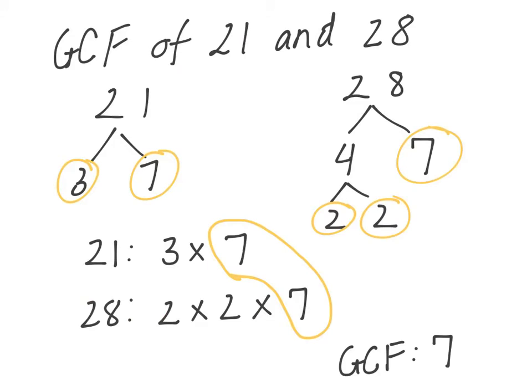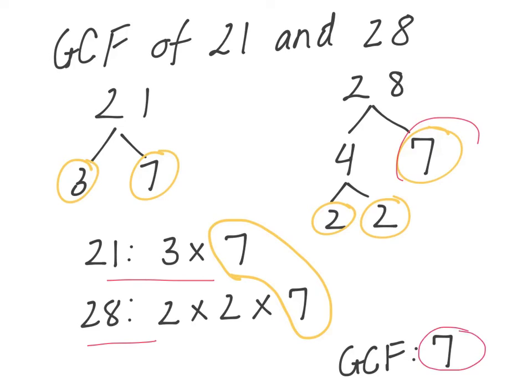Okay, here's a second example. Find the greatest common factor of 21 and 28. So if we break apart 21, we have 3 and 7. Both of those are prime, so they are circled. If we break apart 28, we have 4 and 7. 7's prime, so that's circled. And 4 is composite, so we break that down again to 2 and 2. So now when we write out the prime factorization here of 21 and 28, you notice that the only thing in common is 7 and 7. So our greatest common factor for this example is 7.